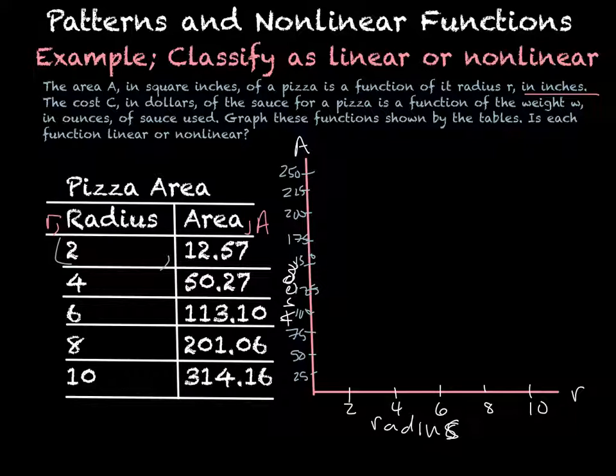So the point 2, 12.57, that'd be about right there. It's not very high, just close enough. Then we have 4, 50.27, so it's about right there. Then we have 6, 113, so 113 is going to be up about here. And then I have 8, 201, so that's way up here. And then I have 10, 300. So 10, 250 is here, 300 is going to be kind of way up here.